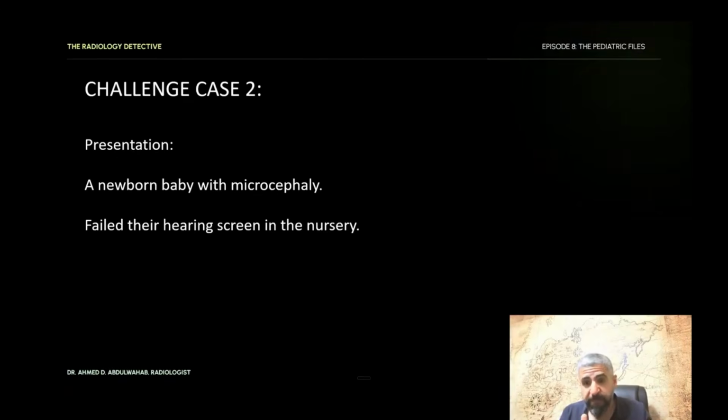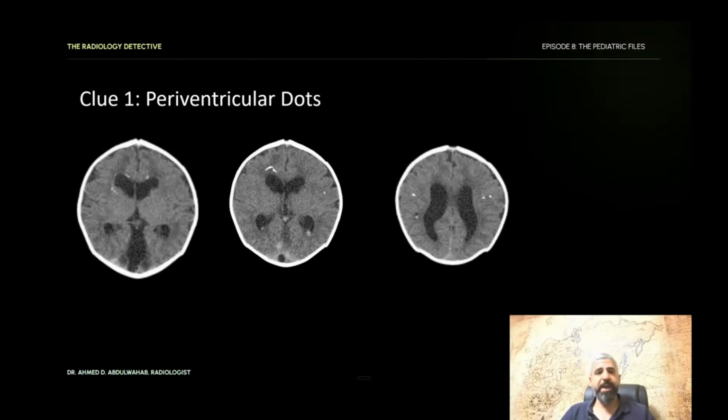Is this a TORCH infection hunt? Let's see. Clue number 1. It's called the periventricular hunt. Look at these bright white dots on the CT scan. Here and here and here.